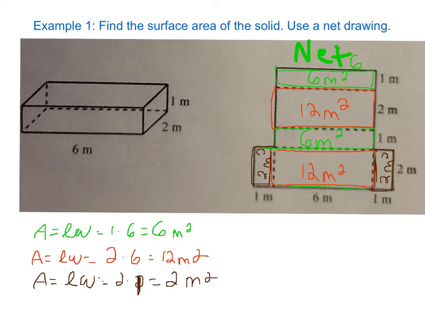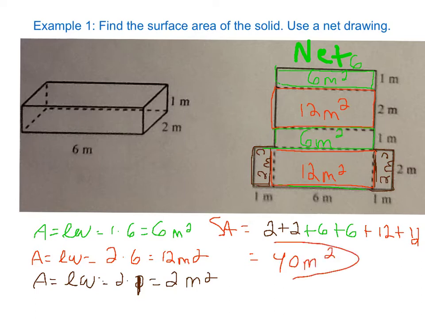Now we're going to add them all together, put them all together. So we got 2 plus 2. We've got 6 plus 6, and we also have 12 plus 12. So the surface area equals all of that, and when you add all that together, we're getting 40 meters squared.